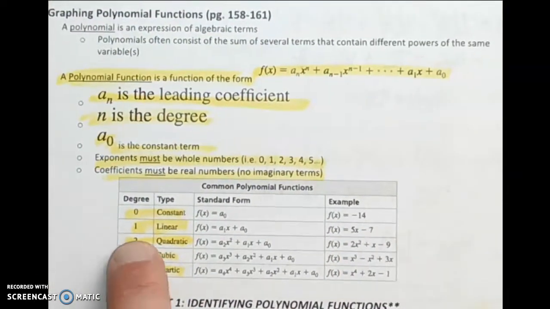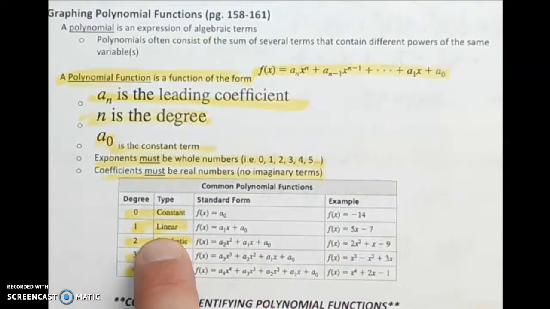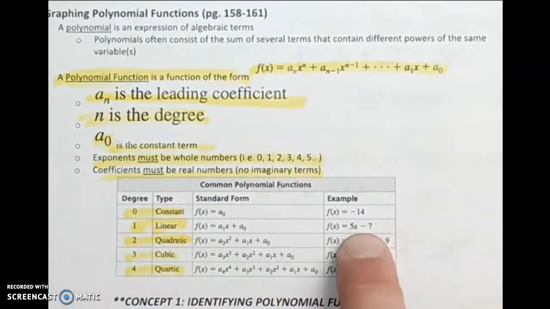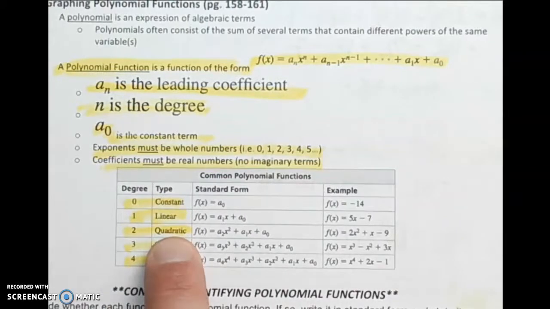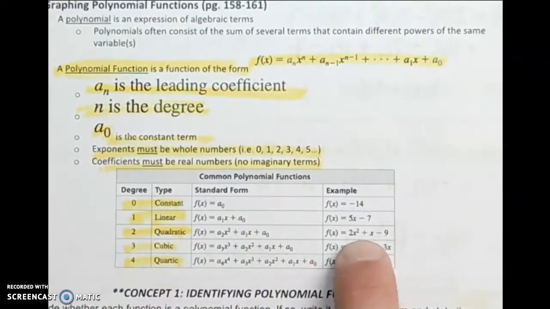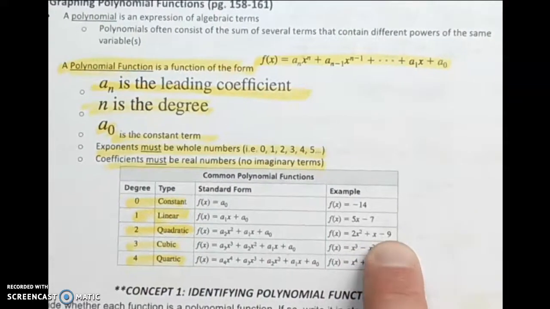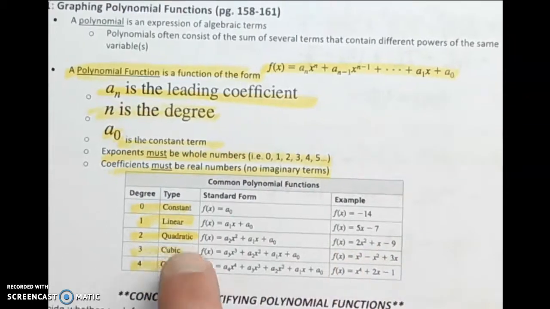If I have a degree of 1, it's called a linear function, a straight line. It looks like this, 5x minus 7, right? Which we graph, it's a straight line. Degree of 2 is quadratic, which we've been working on, something like this, 2x squared plus x minus 9. That power of 2 tells us it's a quadratic.